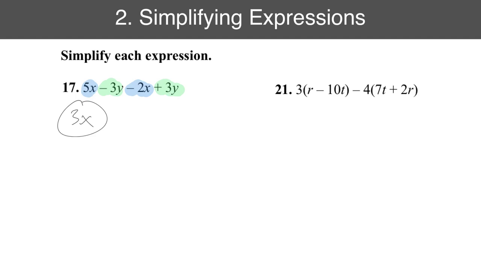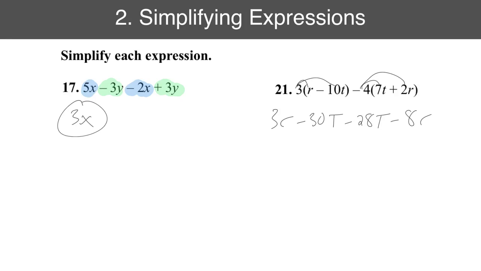All right, let's look at 21. On 21, we have 3 on the outside being distributed to r minus 10t, and then 4, which is negative also, so negative 4 being distributed to 7t plus 2r. So first thing we're going to do is distribute. So 3 times r would be 3r, then 3 times negative 10t would be negative 30t. Now be careful here, when you distribute the 4, make sure you take the negative with it. So first would be negative 4 times 7t, which would be negative 28t, and then negative 4 times 2r, which would be negative 8r. So after we've distributed, you'll see that we don't have any parentheses left over.